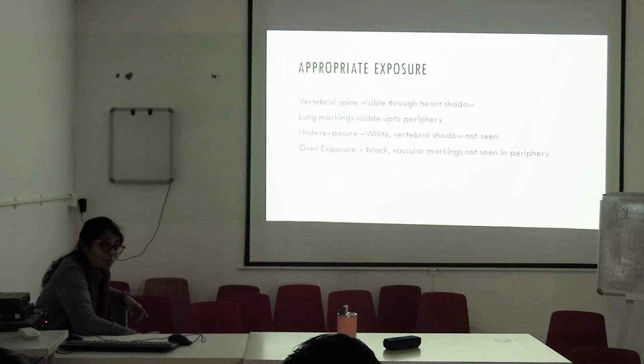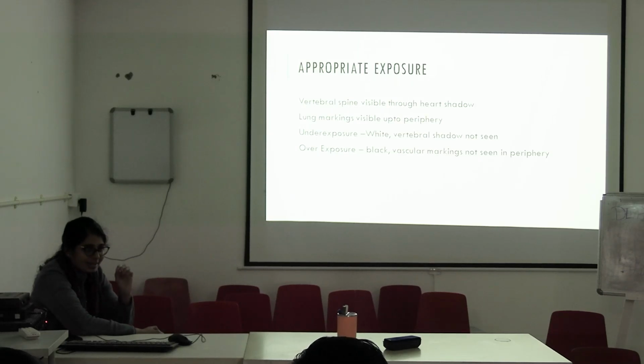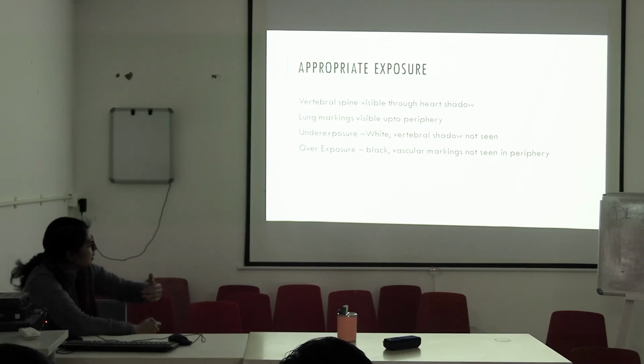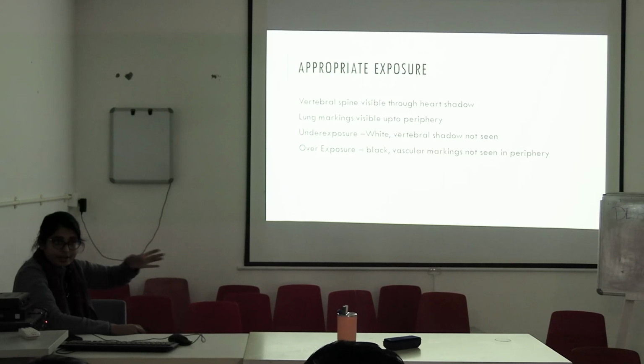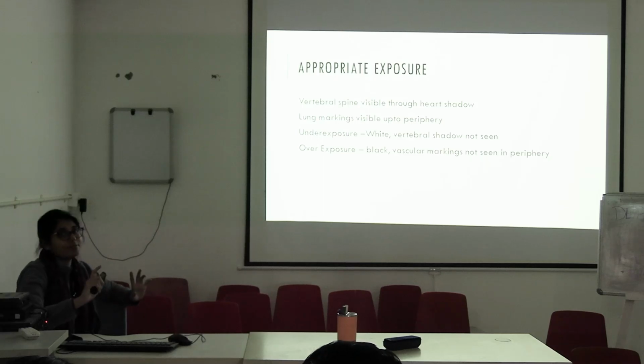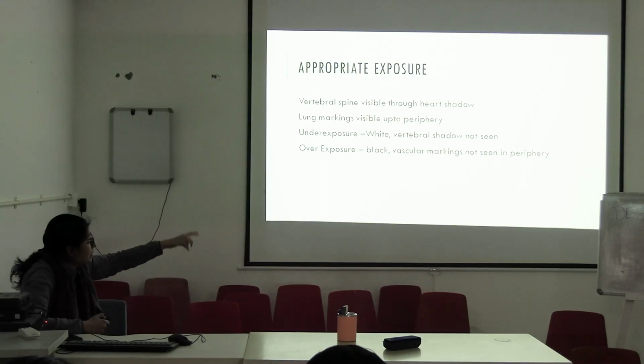Vertebral spine is visible through the heart shadow. In the first X-ray you couldn't see the vertebral shadow. The exposure could have been a little better, so that I should get an idea that there is a vertebral column behind, okay. So vertebral spine is visible through the heart shadow. Lung markings are visible up to the periphery. You know about the lung markings, they are the bronchovascular markings. The more prominent they are, it means the exposure is good, okay. Lung markings are visible up to the periphery.